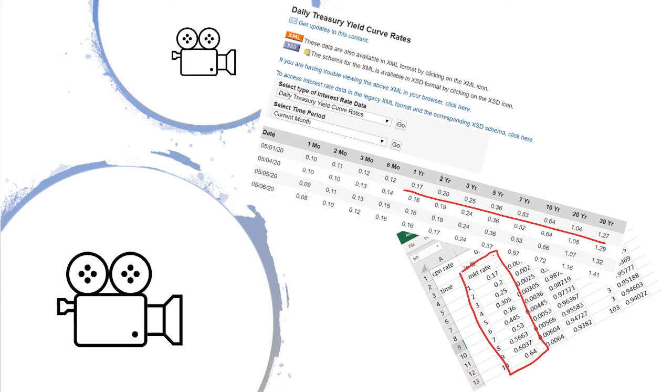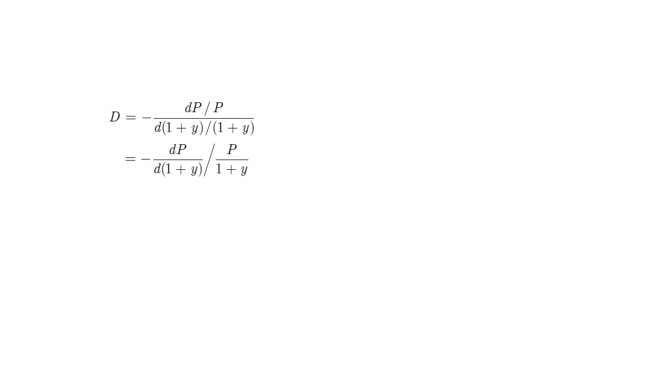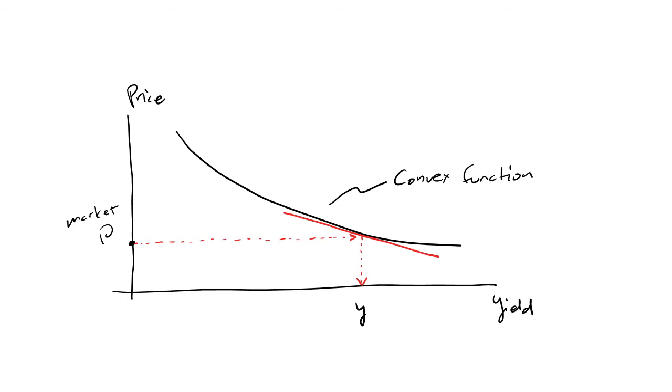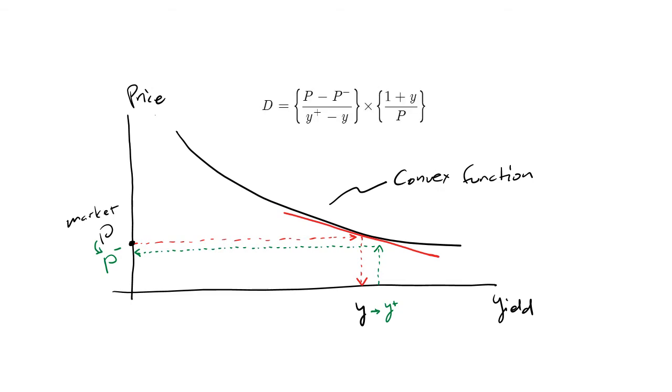In the next video, I will demonstrate how we can use an Excel spreadsheet to easily compute the Macaulay duration. In that video, I will demonstrate two methods to calculate the Macaulay duration, by using the formula and by using the numerical method. The numerical method is by adding a very tiny quantity to the yield, call it y plus, and recomputing the price, call it p minus. The Macaulay duration is simply the result of this calculation.